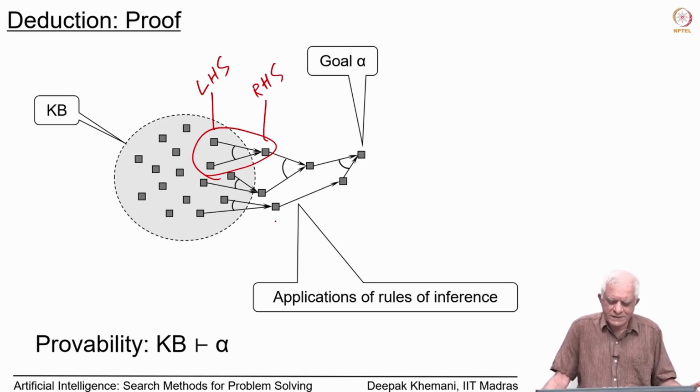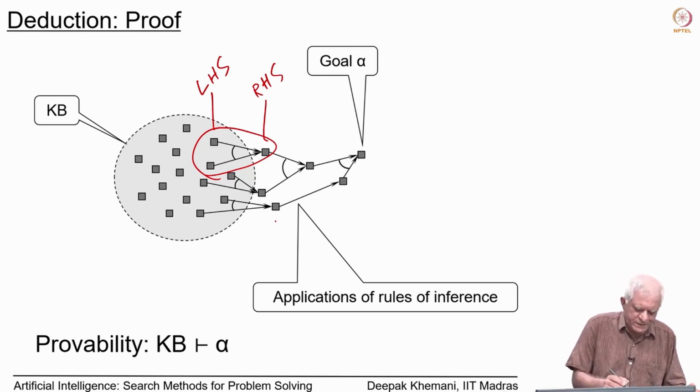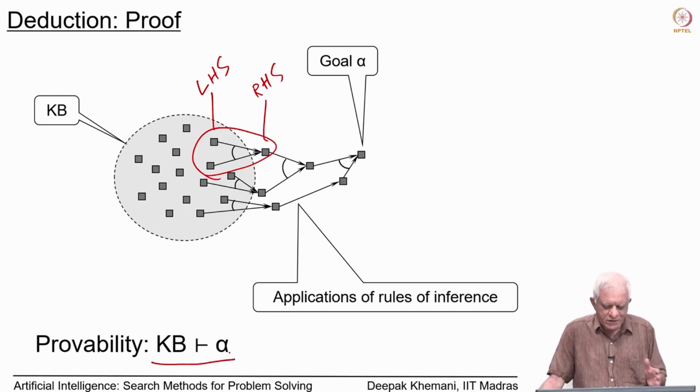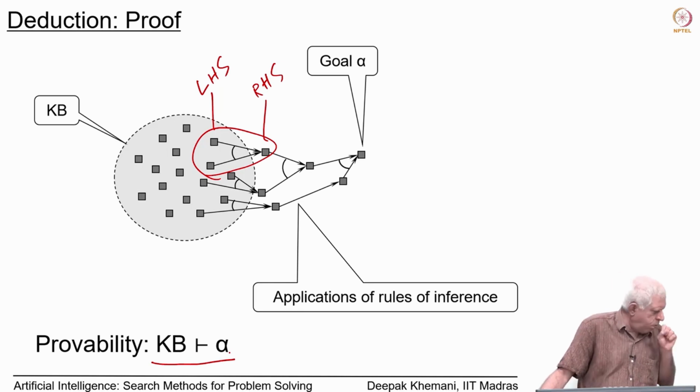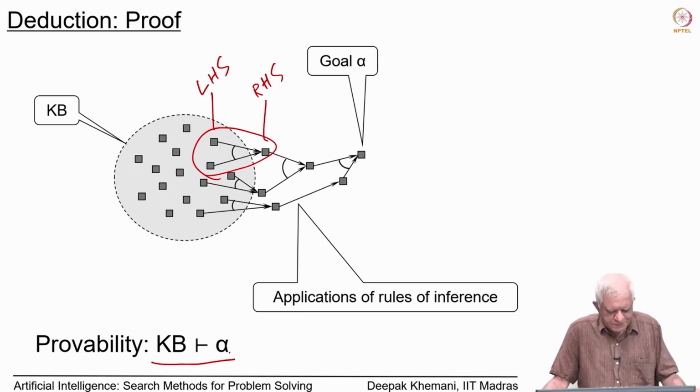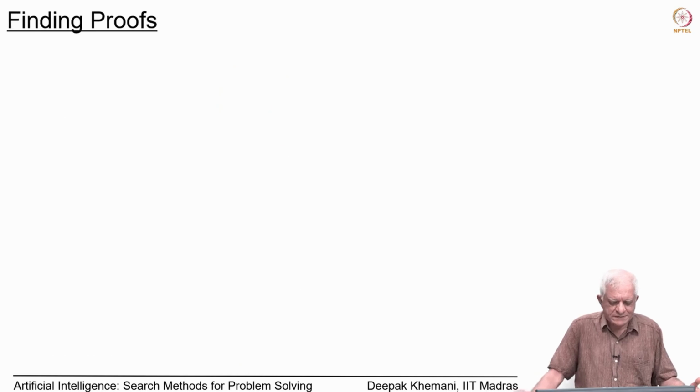If you can do that, and these rules of inference must be from the allowed set of rules of inference, then we say that we have a proof of alpha, and we say that alpha is provable, and we use this symbol here that the knowledge base proves alpha. So, that is the notion of a proof essentially. If you have a proof, then you are willing to accept alpha essentially.